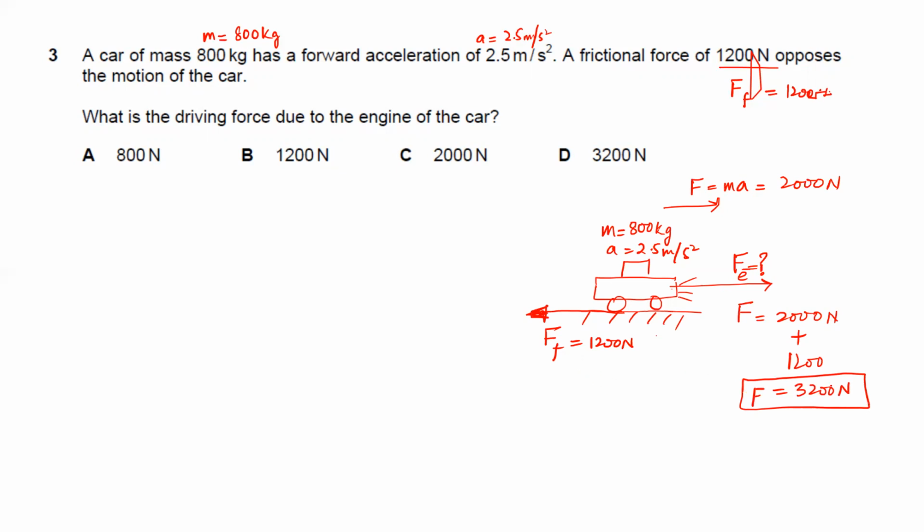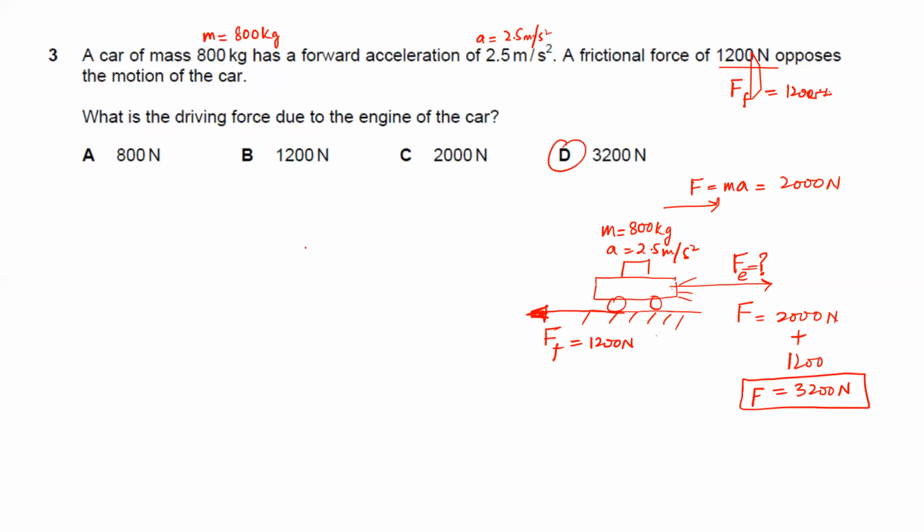And the friction force is 1200 Newton, and that is being compensated by the force developed by the engine. And then we have to add this. The engine actually needs to produce overall 3200 Newton of force in order to compensate the friction and generate this force. So our actual value is this.